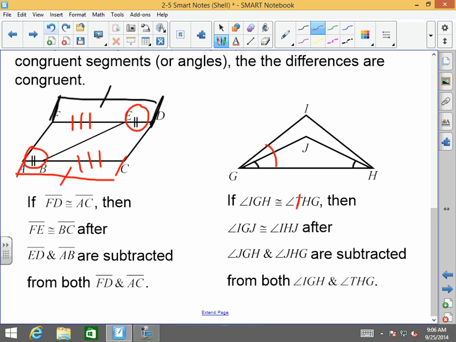If I tell you that IGH is congruent to IHG, if I take away, guys, JGH and JHG, which are congruent, from the larger angles, would that not mean that IGJ is congruent to IHJ?